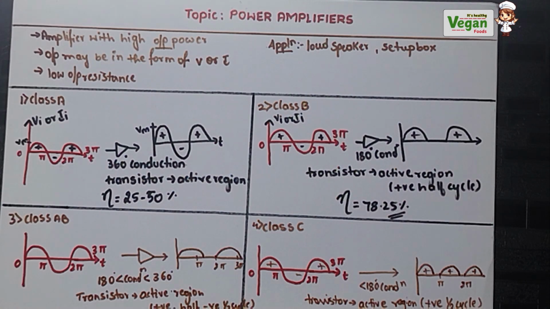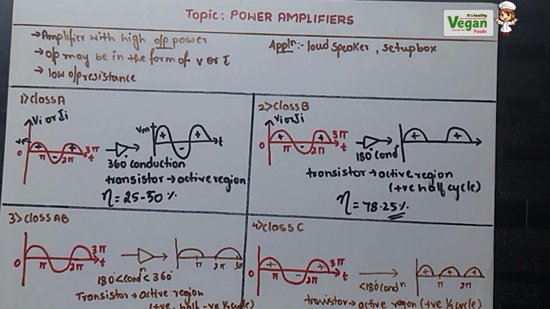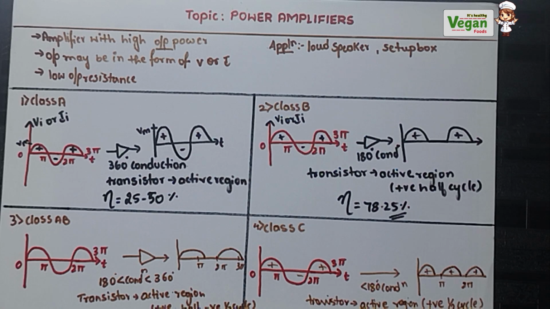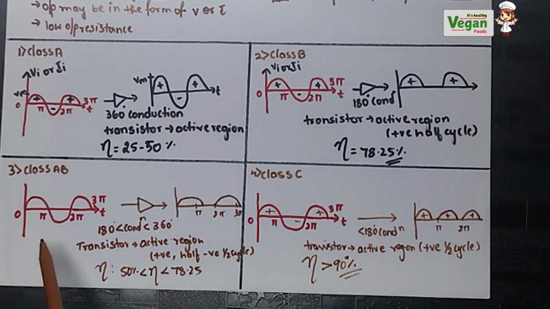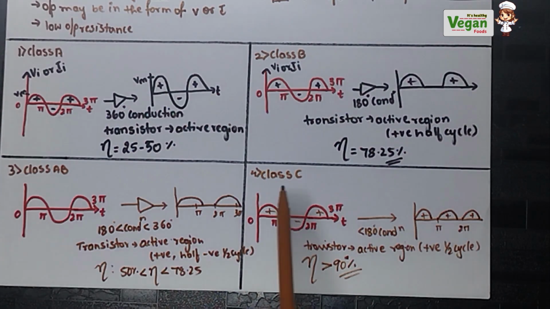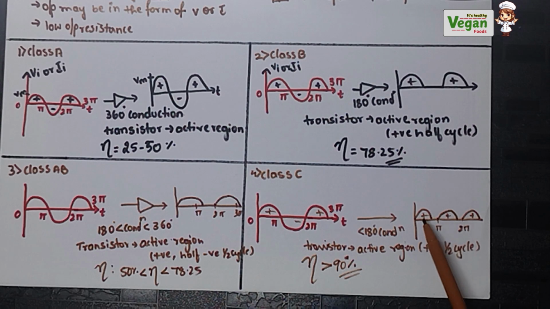If we discuss the efficiency of the class C amplifier, I said it is more than all the other power amplifiers, that is, more than 90%. The efficiency of the class C amplifier is more than 90%. We discussed the class AB amplifier, which is between 50% and 78%, but class C is more than 90% efficient, and it will work only in the positive half cycles, not in the negative half cycles, because it will conduct for less than 180 degrees.